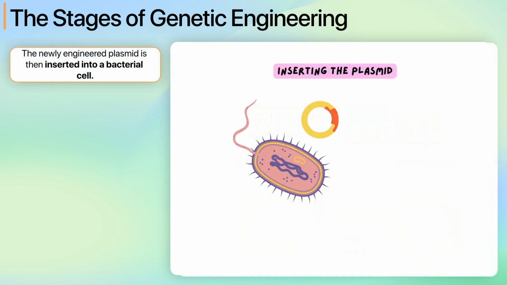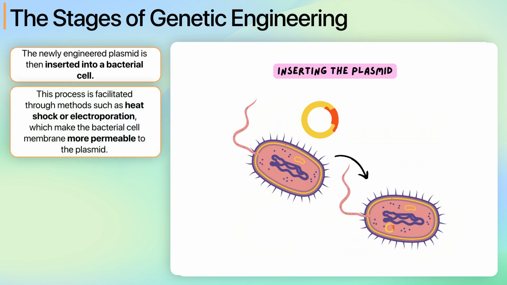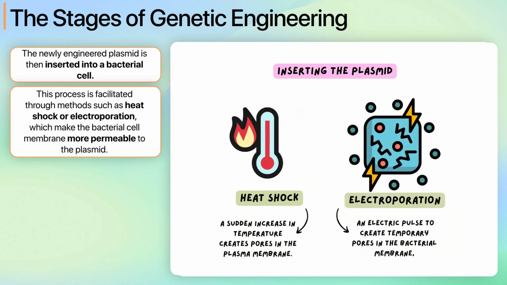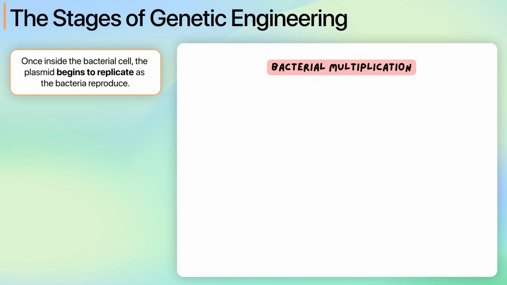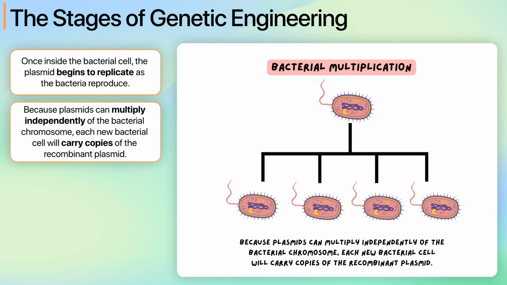The newly engineered plasmid is then inserted into a bacterial cell. This process is facilitated through various methods, such as heat shock or electroporation, which make the bacterial cell membrane more permeable to the plasmid. Once inside the bacterial cell, the plasmid begins to replicate as the bacteria reproduce. Because plasmids can multiply independently of the bacterial chromosome, each new bacterial cell will carry copies of the recombinant plasmid.